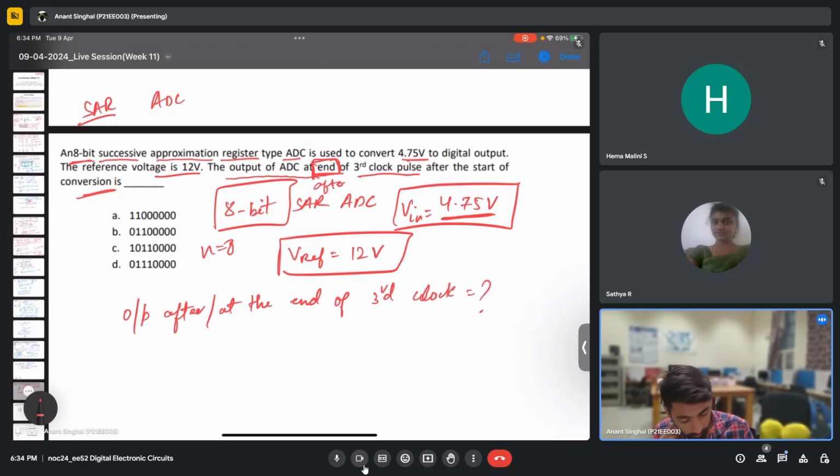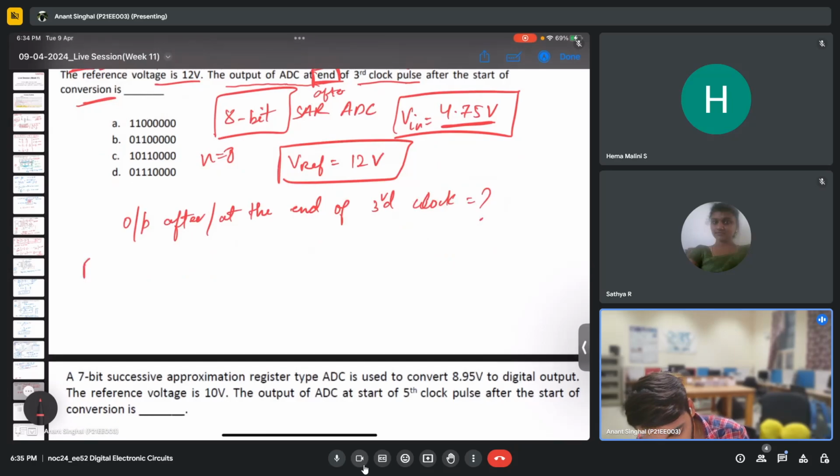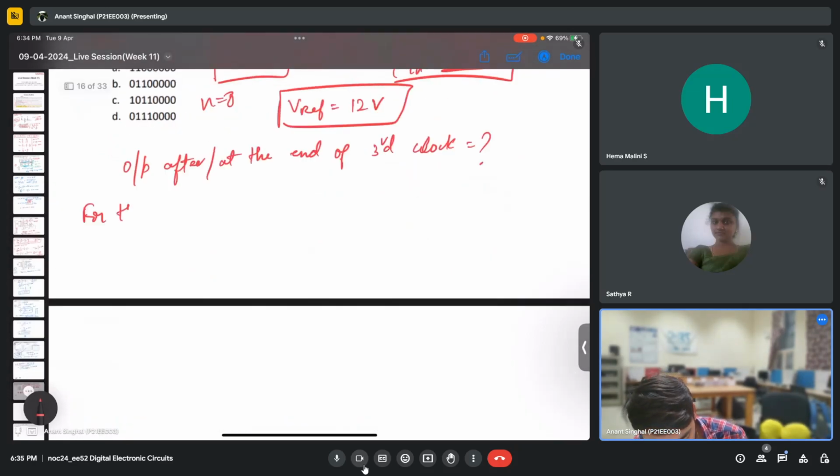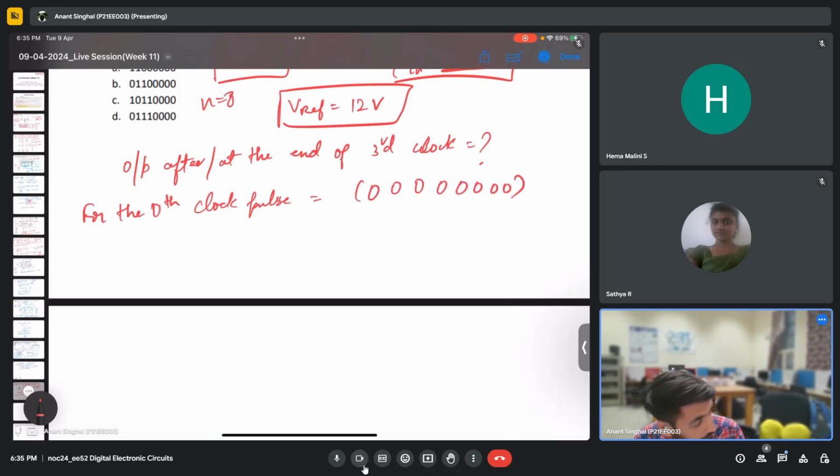So what we'll do is first of all see for the 0th clock. I am hoping that this is also already covered in the theoretical lecture. For the 0th clock pulse, we know that for the SAR ADC we start with all zeros. So we will have 8 zeros, which is less than V in. So we have a concept that if the DAC output is less than V in, then we keep the bit, and if it is greater than V in, then the 1 gets converted to 0.